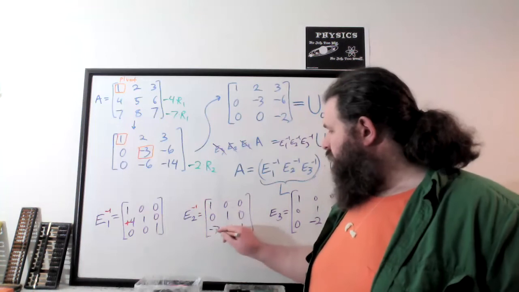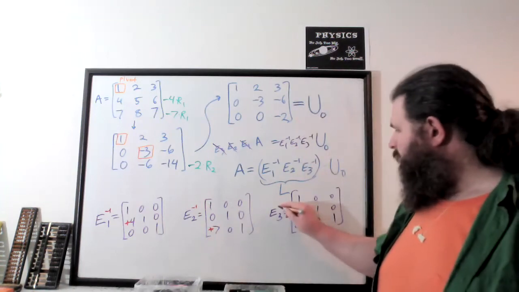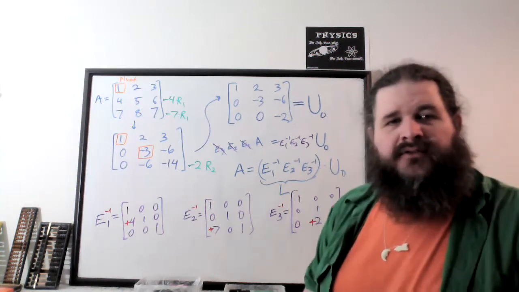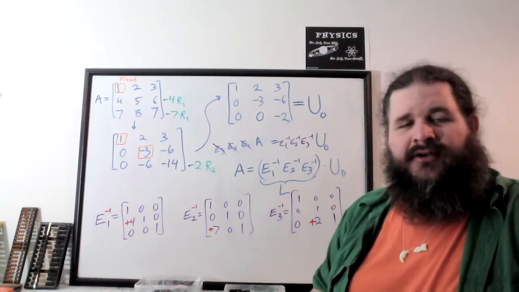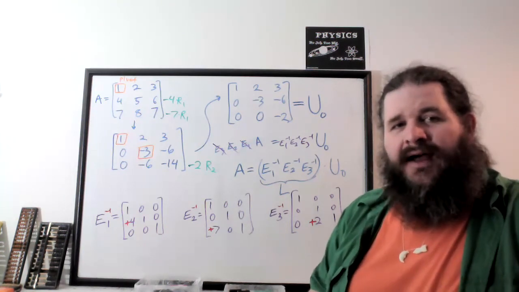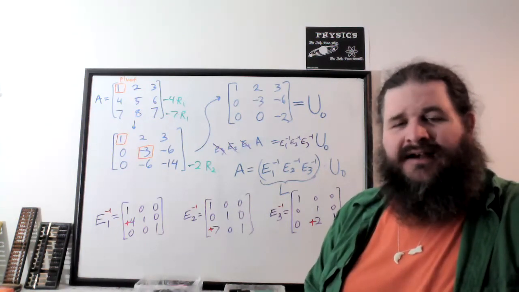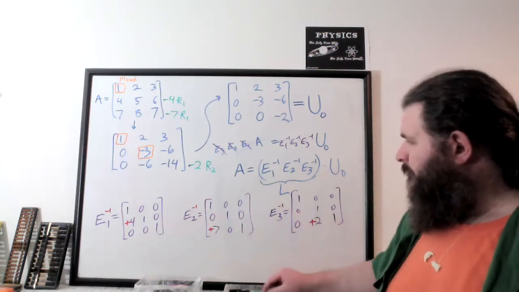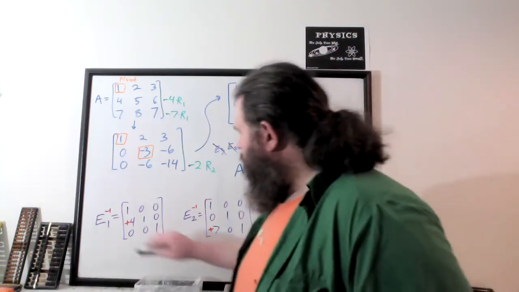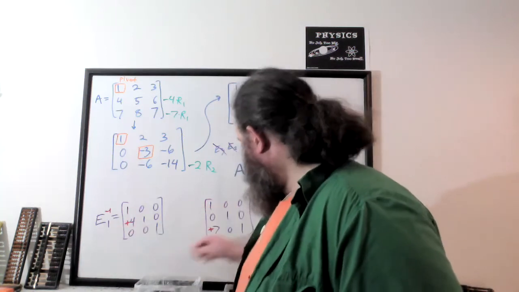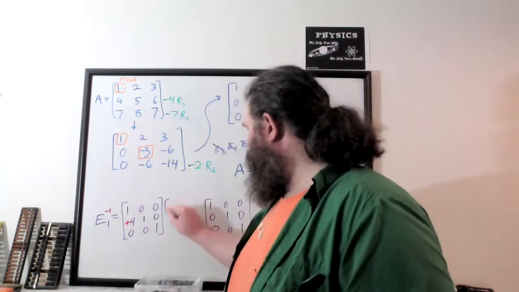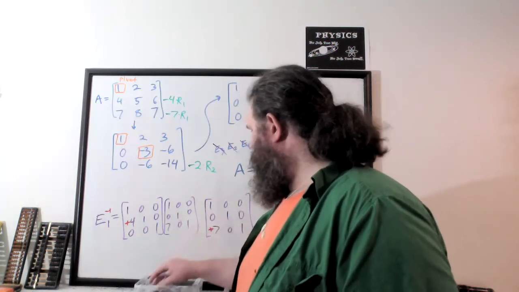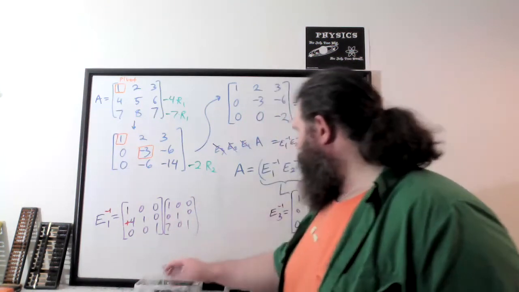Likewise, E2 inverse, we just change the -7 to +7. E3 inverse, change the -2 to +2. The inverse of an elementary transform matrix is another almost identical elementary transform matrix. You just reverse the sign on the one thing that's not the identity matrix. So we now just need to multiply these together in this order. So let me write that out. We've got E1 inverse times E2 inverse times E3 inverse.